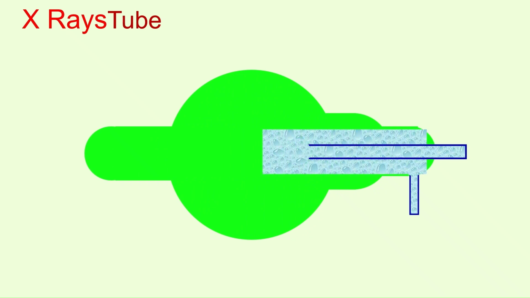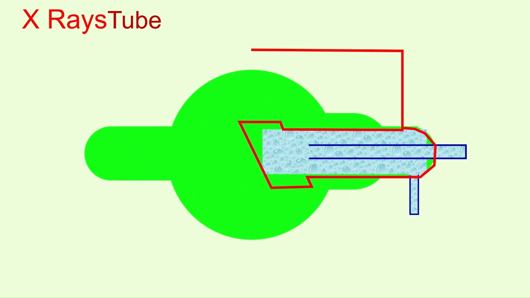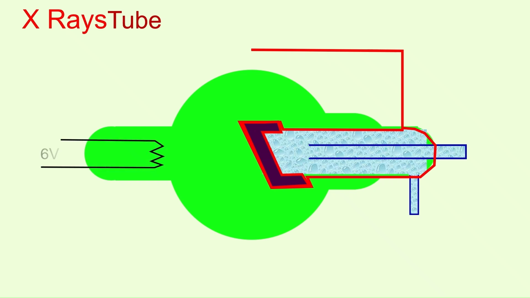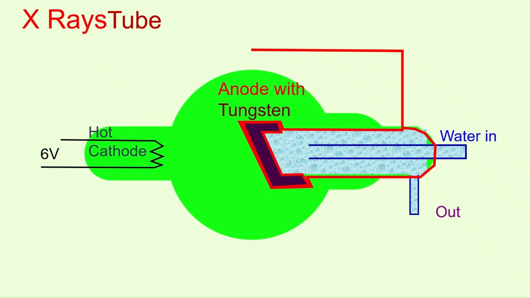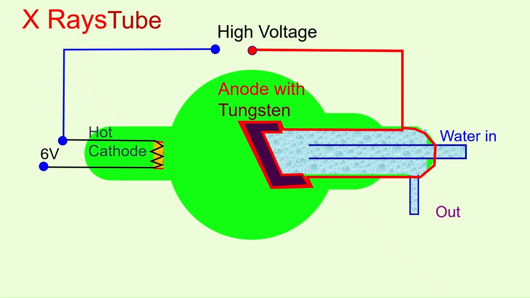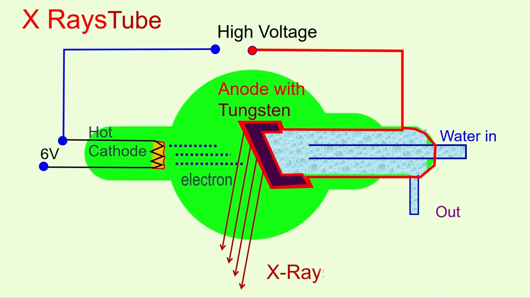Here is a diagram of an X-ray tube. A glass bulb, a cooling chamber around the anode to cool it. Anode is attached with a target. A filament on the other side, connected to 6-volt DC. The anode and cathode are connected to very high voltage. Filament is heated. Electron beam comes out, hits the target, produces X-rays, and is directed to the window of the tube.